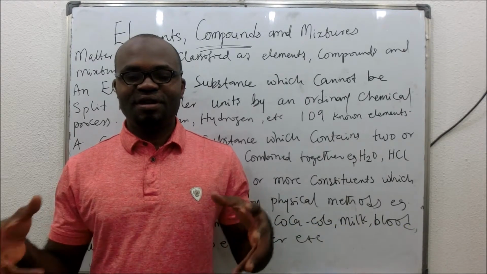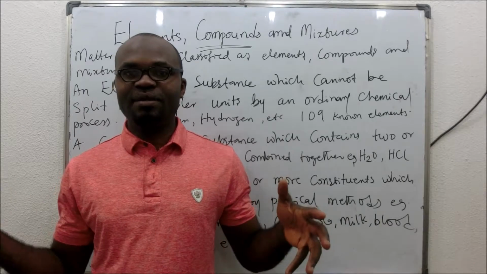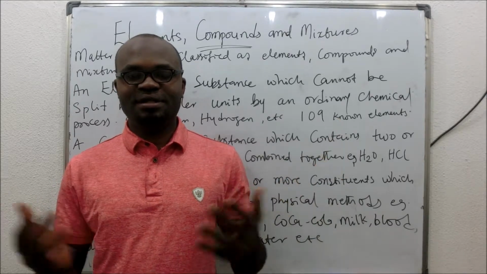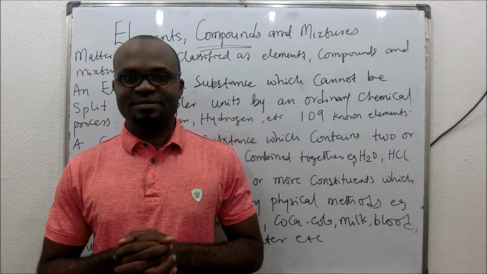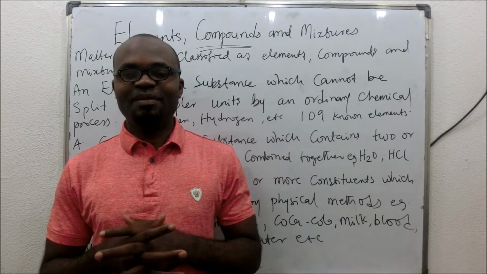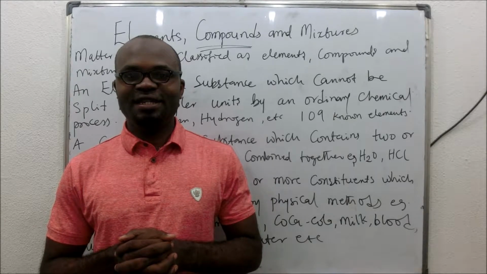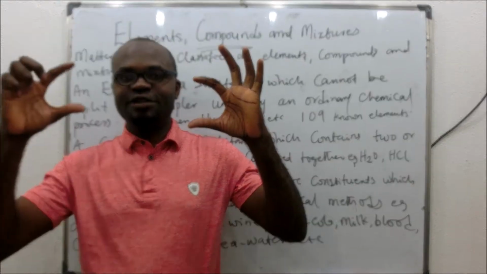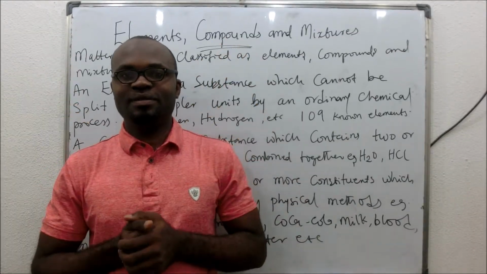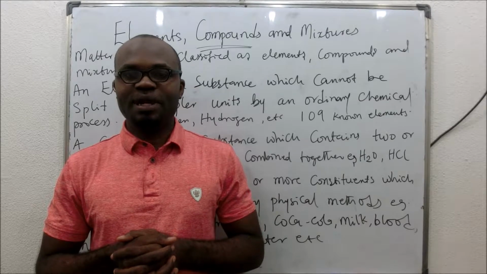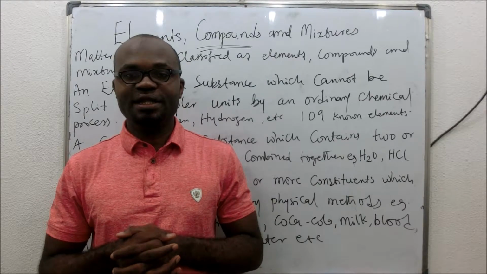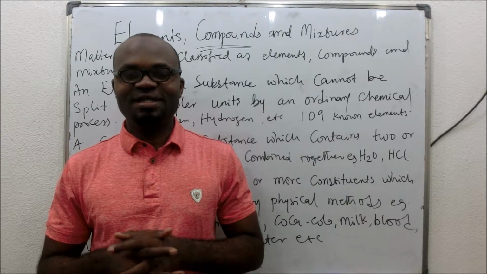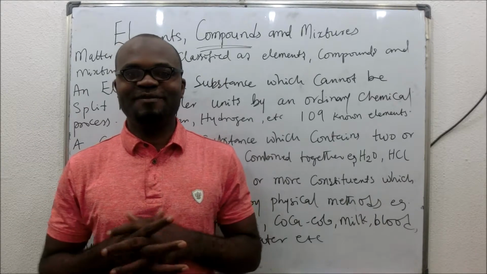A compound consists of two or more elements chemically bound together. An example of a compound is water, consisting of two elements, hydrogen and oxygen. Another example of a compound is hydrogen chloride, HCl, consisting of hydrogen and chlorine.